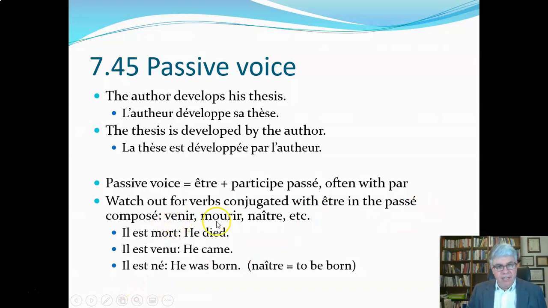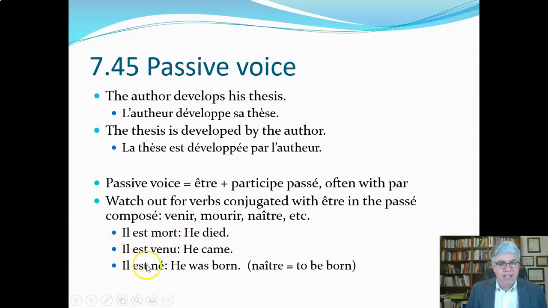So verbs like venir, mourir, naître are all verbs that are conjugated in the passé composé with être. So they're going to look like the passive voice, but they're not. They're intransitive. They can't be passive. Only transitive verbs that have a direct object can be passive. So if we have the sentence, il est mort, we've got subject, être as a helping verb, and the past participle of mourir, and so that is he died.